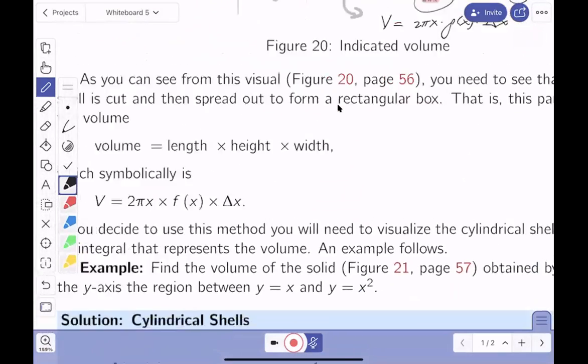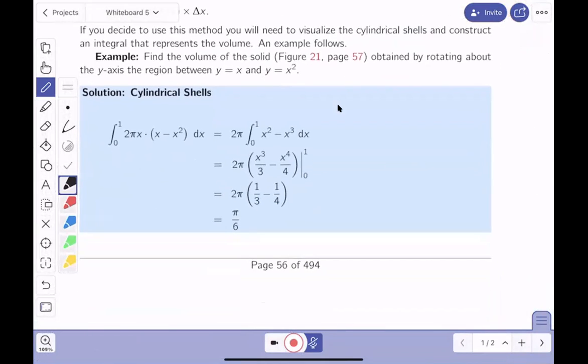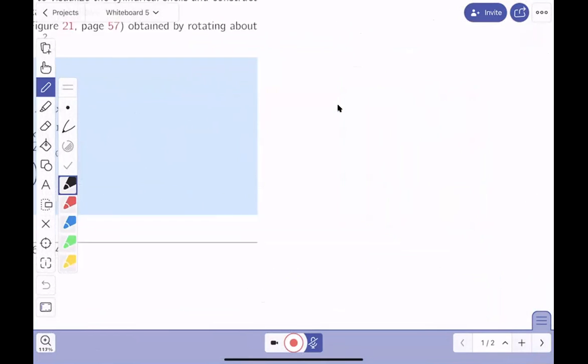So let's take a look at an example they're giving us. The example is, find the volume of the solid obtained by rotating the region. It looks like a familiar problem. I think we've done this one before. But anyway, let's take a look, and I'm going to visualize it.